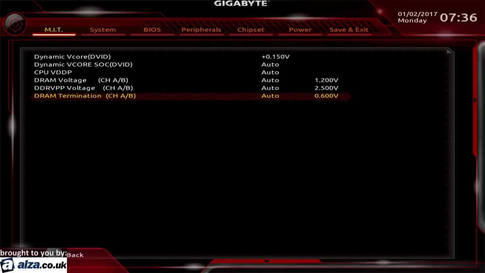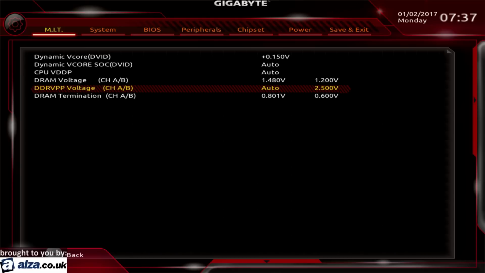Then we have the DRAM termination voltage. This is normally going to be half your DRAM voltage. So if we set this to, well, actually 0.75, 1.5. Okay, that screwed up there. That's what it should be on auto. Well, let's see what happens. Yeah, okay. So basically this voltage should be half your DRAM voltage, but tweaking it up or down, again like with everything memory related, there's probably a sweet spot at which it works better than at any other voltage level.